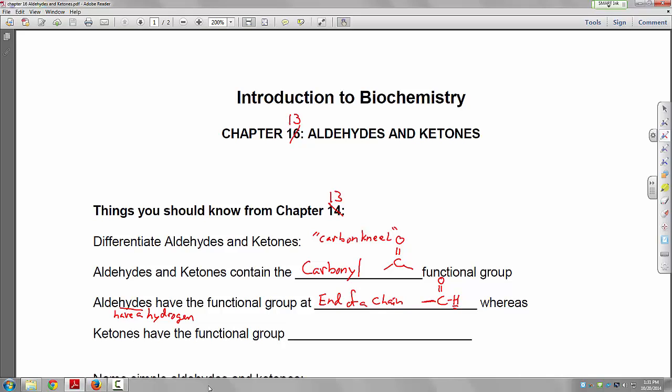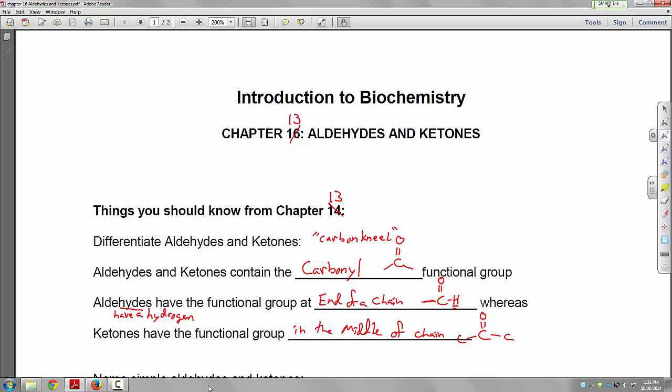Ketones, they have the same functional group, but this carbonyl is in the middle of a chain. Okay, there's our carbonyl again, and on the left and the right we have more carbons. Now, the simplest ketone then has 3 carbons, right?